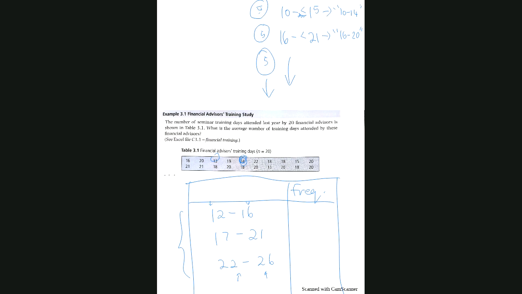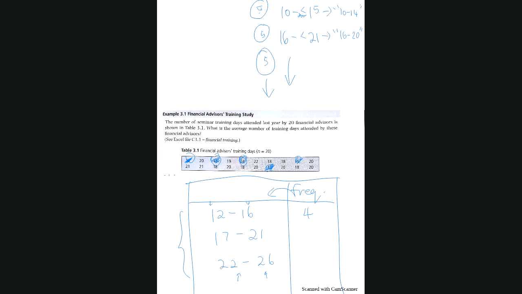So you have 16, then you have 13, then you have 15. So that's 3 so far, and then you have 15 again. So we can strike them off. So 16, 13, 15, and 15. So your first frequency is 4. And remember, this frequency is telling you the number of occurrences. So basically saying to you 4 values fall between 12 and 16, inclusive of 12 and 16.